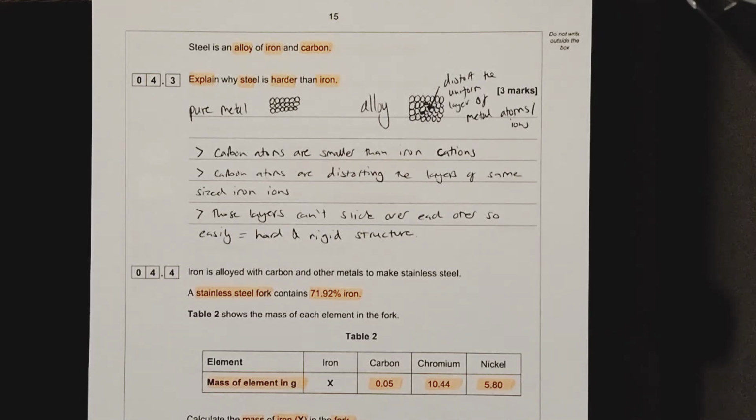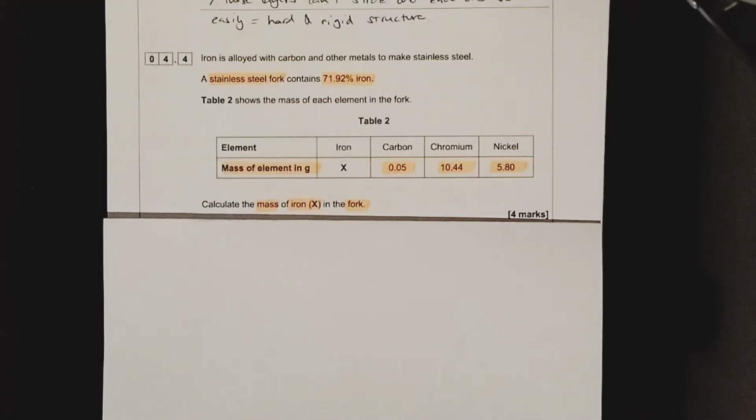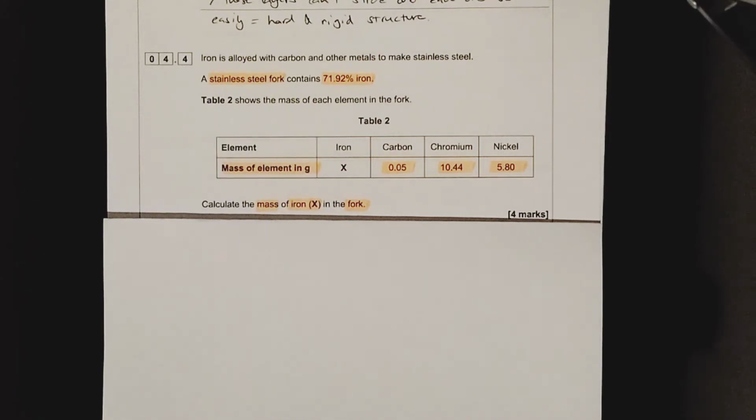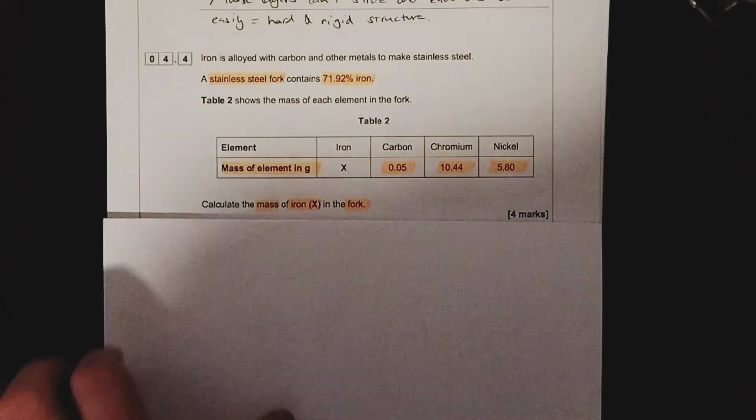This next part of the question isn't really a pure chemistry question, it's more of a maths problem-solving question that can sometimes be thrown at you in these sorts of papers. So a stainless steel fork contains 71.92% by mass iron, and the rest of the mass of the fork is comprised of carbon, chromium, and nickel at these respective masses in grams. I'm being asked to work out the mass of iron, known as X, in this stainless steel fork. So how will we do this?